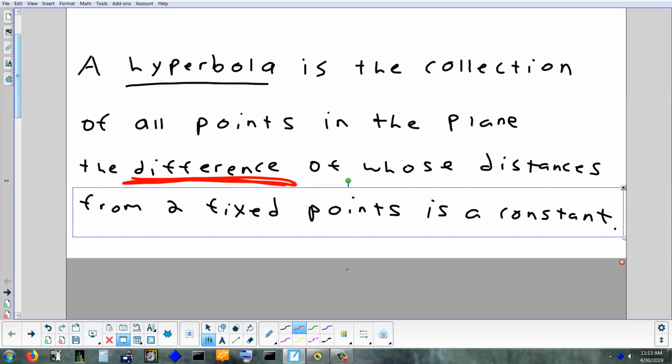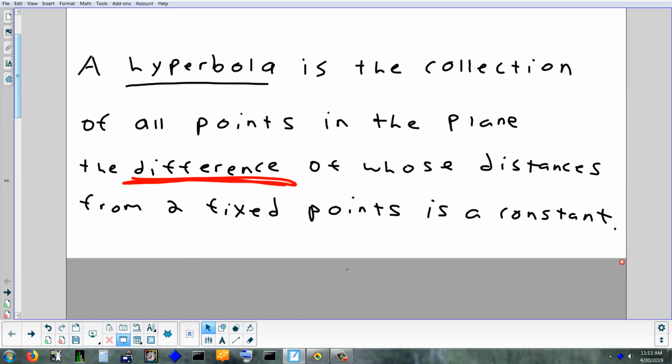And I'll show you a picture, but you pick a point anywhere on the hyperbola, measure the distance from that point to two fixed points. Take those two distances and subtract them, and you will always get the same number. What number you get, that's not really important. It depends on what kind of hyperbola you draw, but for a certain hyperbola, it will always come out to the same number. Okay, let's look at a picture.